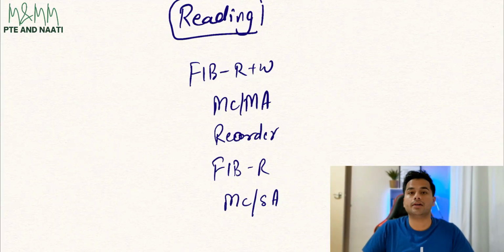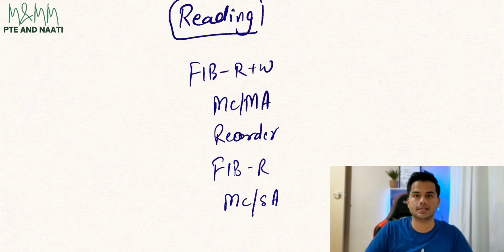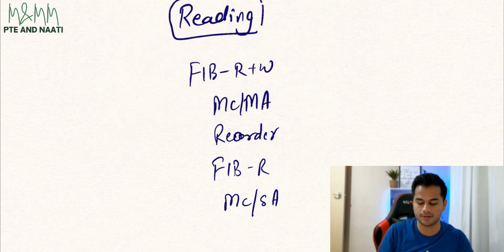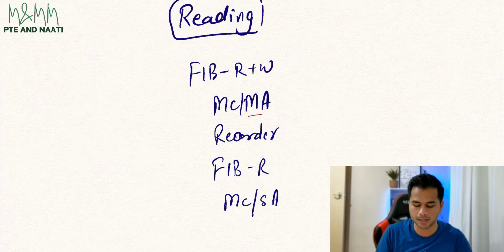Like I was saying, there are 5 topics in the reading section, and that's the sequence you can see in front of you. That's how you would get all these 5 topics in the real exam. Your exam always starts, in the reading part, with fill in the blanks reading plus writing, followed by multiple choice multiple answer, reorder paragraph, fill in the blanks reading, and multiple choice single answer.